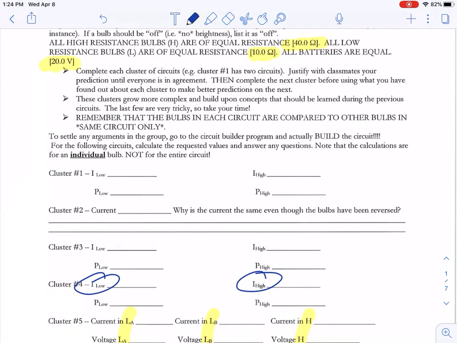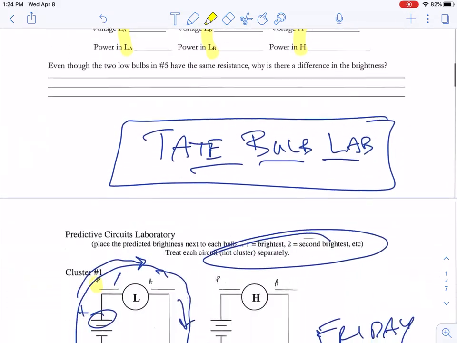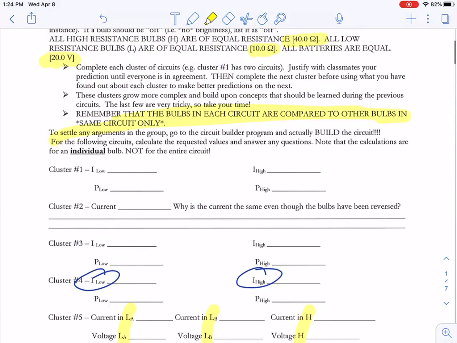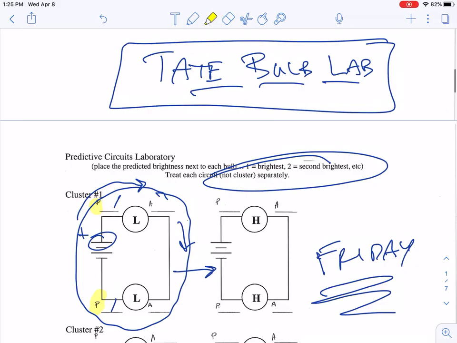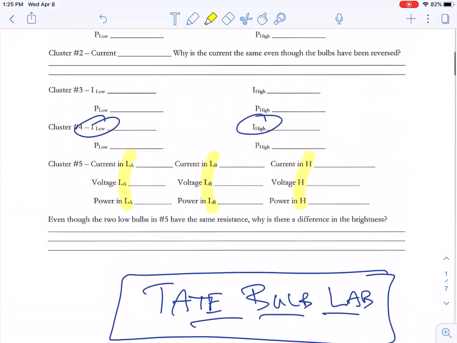Anyway, so again, I cannot stress this. You're only comparing the brightness within the circuit, not to other ones in that same set. Make sure that you can do these calculations. This would be handy if you could print this out, just because of how you're going to be writing these predictions on here. If you can't, and you just want to kind of draw them or write out, here's what I predicted, here's what actually happened, that's cool. But I'd prefer that you actually have that printed out.